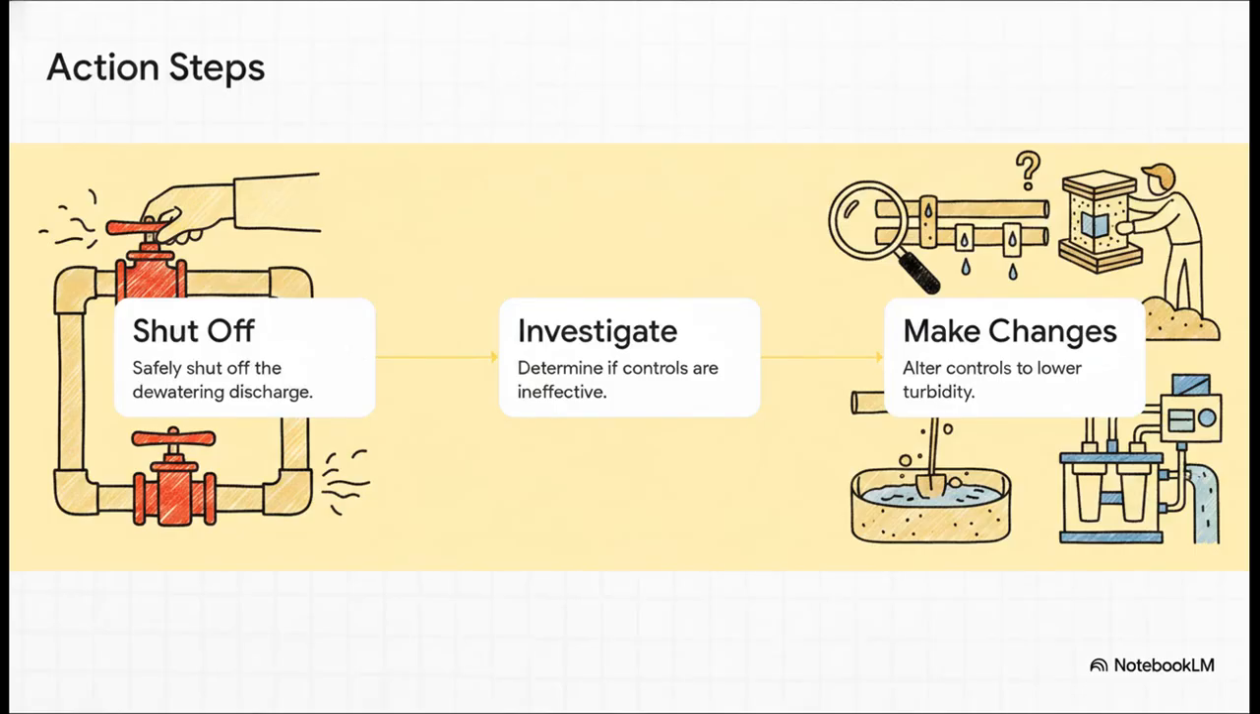So, what happens if you hit that exceedance? Well, first off, don't panic. Just follow the protocol. First, safely shut off the discharge valve immediately. Second, play detective and investigate your controls. Are they undersized? Maybe installed wrong? Is a hose leaking somewhere? Third, make the physical changes. Swap out the filter media, dredge a sediment basin, or maybe even install an entirely new treatment control to wrestle those turbidity levels back below 50 NTUs.